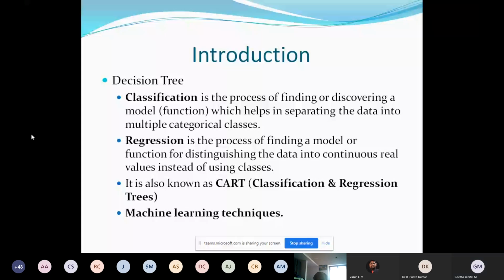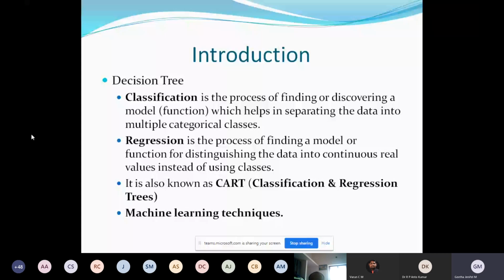the classification. Then regression means the process of finding a model or function for differentiating the data into continuous real values instead of using classes. In the classification process, the response variable is a categorical one, but in regression, the response variable or target or output is a continuous one, that is a numeric one. So this decision tree is called CART, that is classification and regression trees. This decision tree is one of the machine learning techniques.